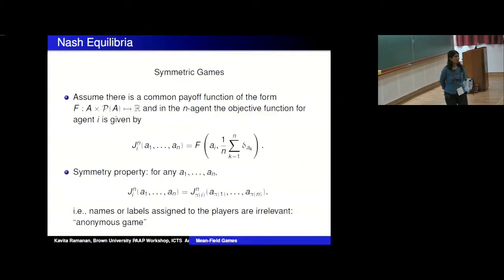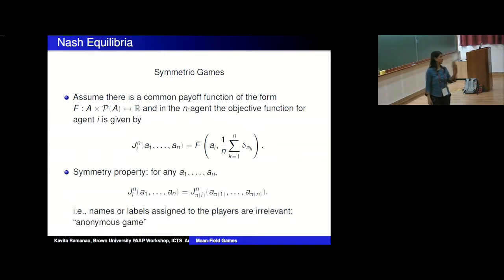And then I said we want to consider a subclass of games which have some symmetry properties. So here you assume there's a common payoff function of the form, some function which takes the action space and also probability measures on that action space, which are going to represent the empirical measure of the actions of all the other players. Remember I said that you want to be symmetric in the actions. The way you depend on all the other players is symmetric, so you can encode it in terms of its empirical measure, right?